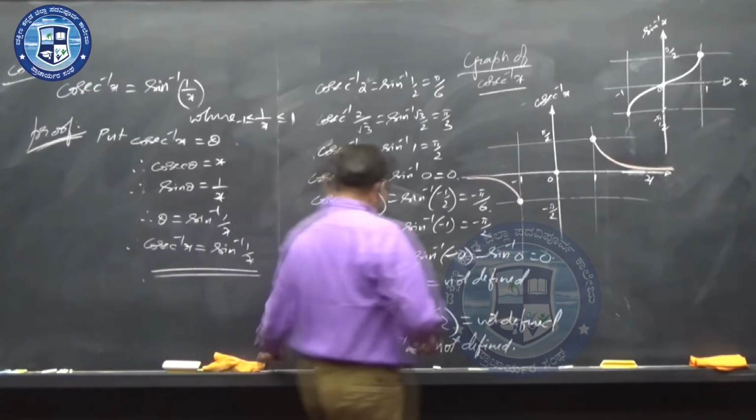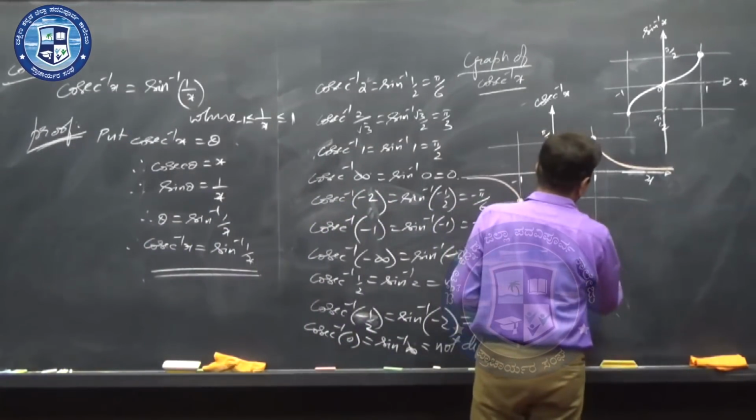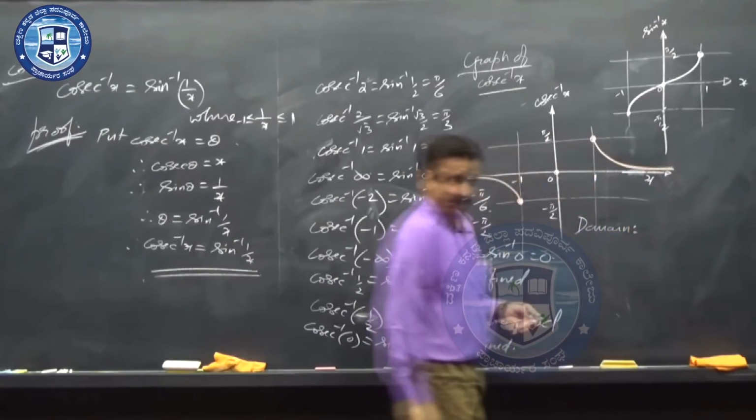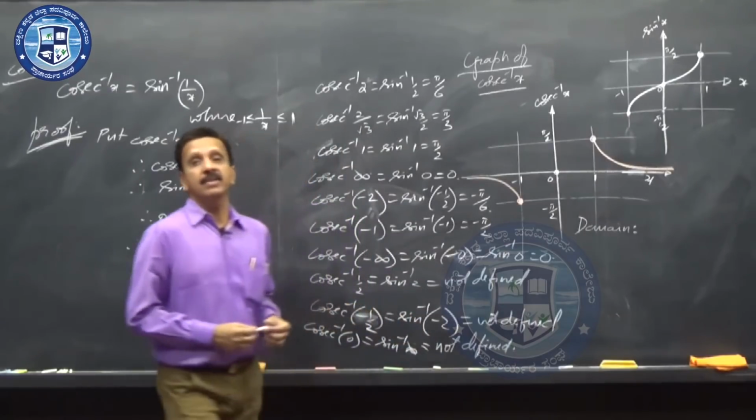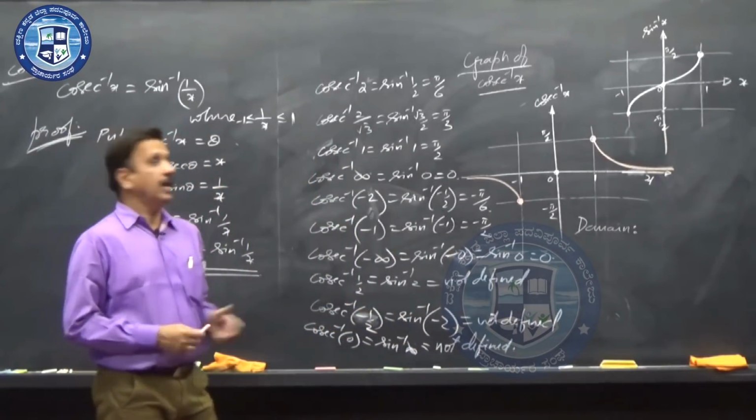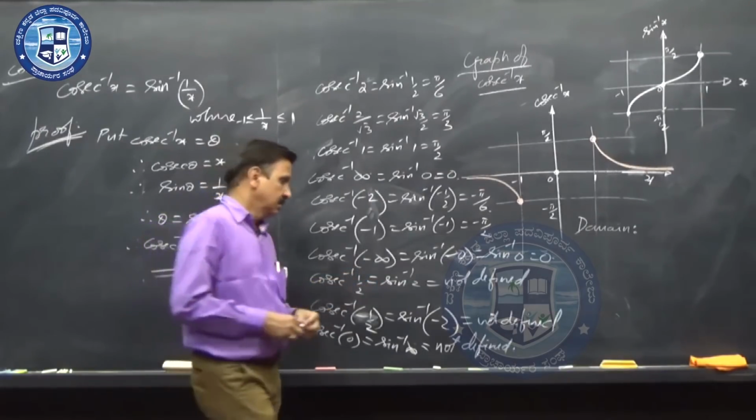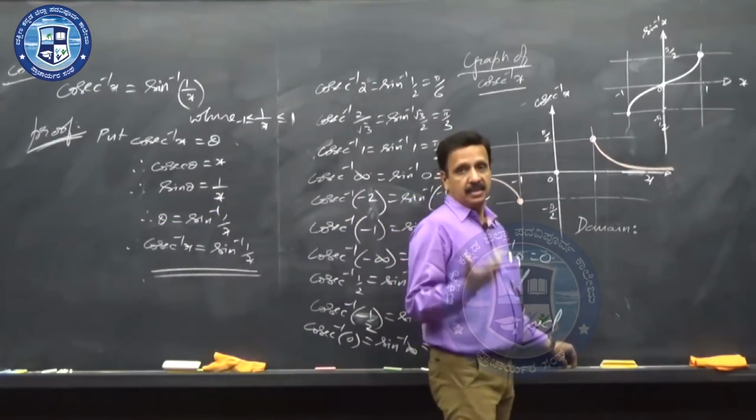Now, let us write what is domain and range. Look at this, domain. This is very important to identify the domain. It is there in your syllabus. Write the graph of cosec inverse x versus x. Write the domain and range. Maybe it is asked for 4 marks, 5 marks. Even if it is asked for 3 marks, it is worth it.